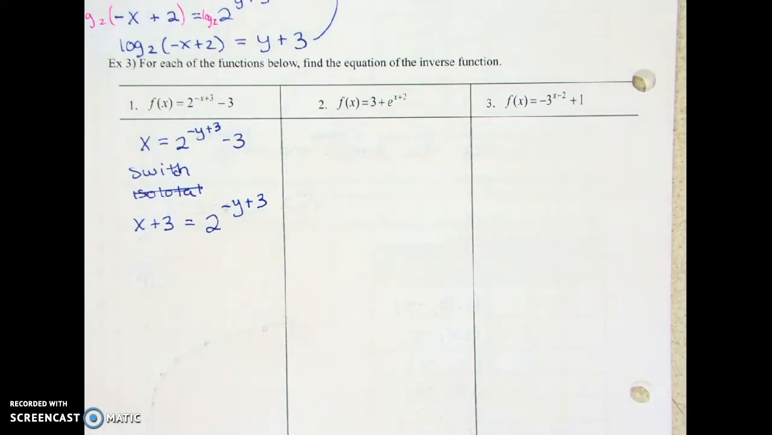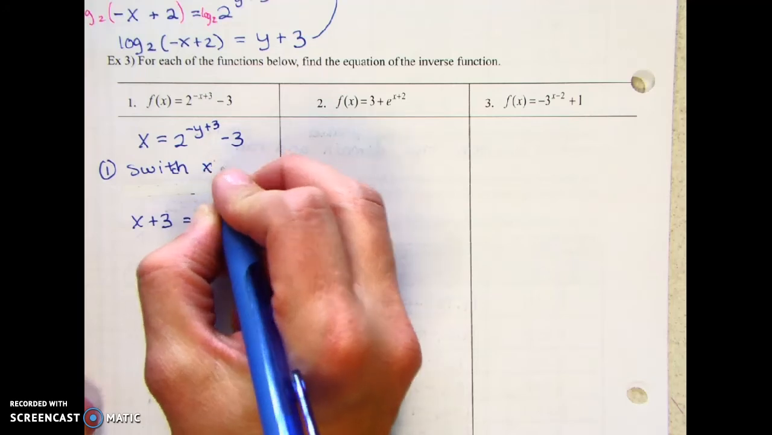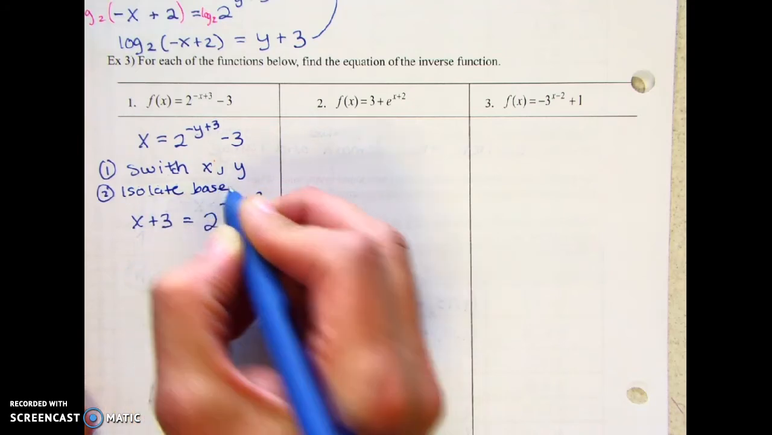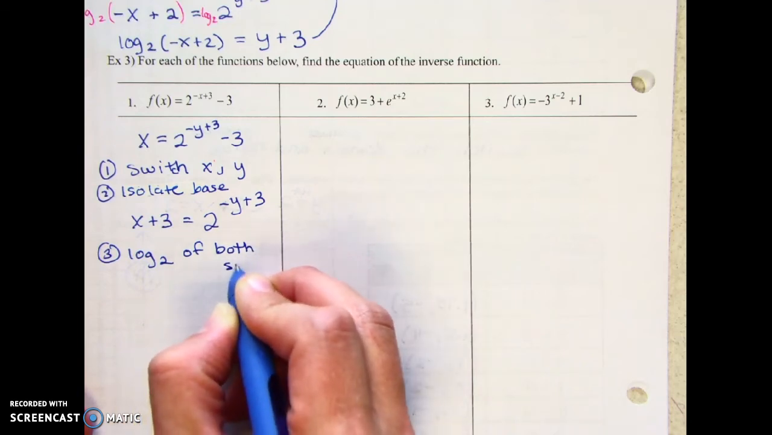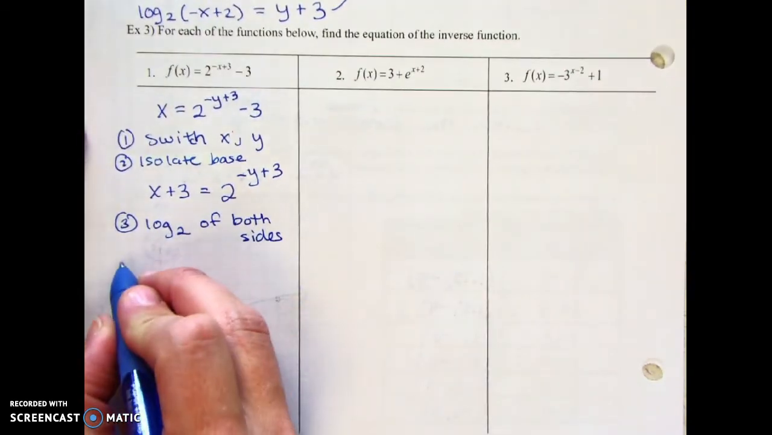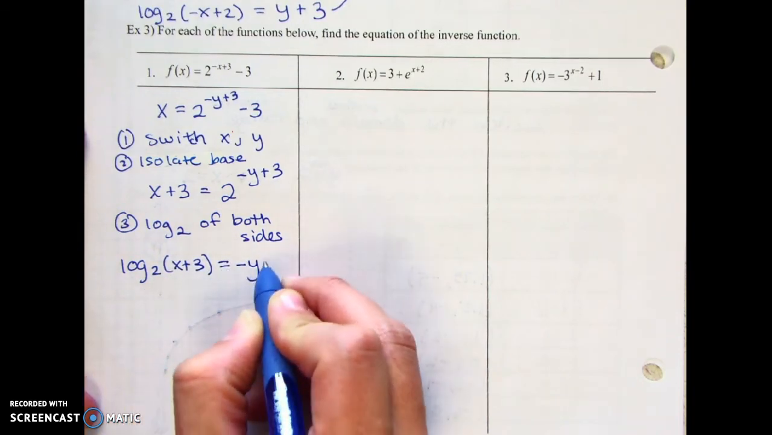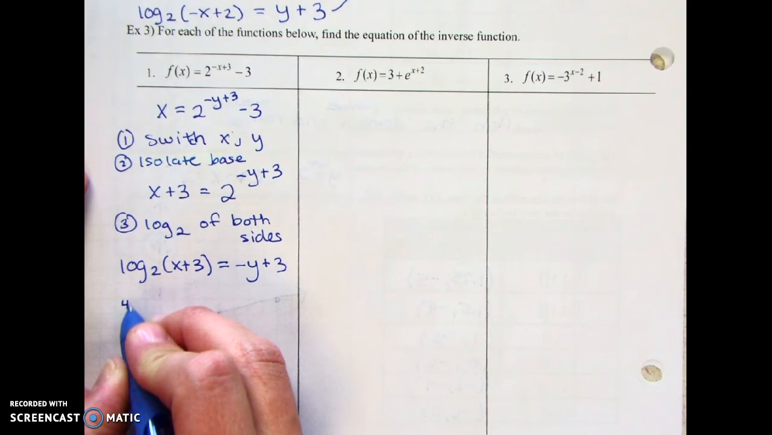Now, how do we bring that exponent down? We're going to do the log of both sides. What base are we going to use? Log base 2 of both sides. So on the left we have log base 2 of x plus 3. And on the right the log base 2 cancels the 2, and we just get that. Okay, then what? We got to get y by itself.